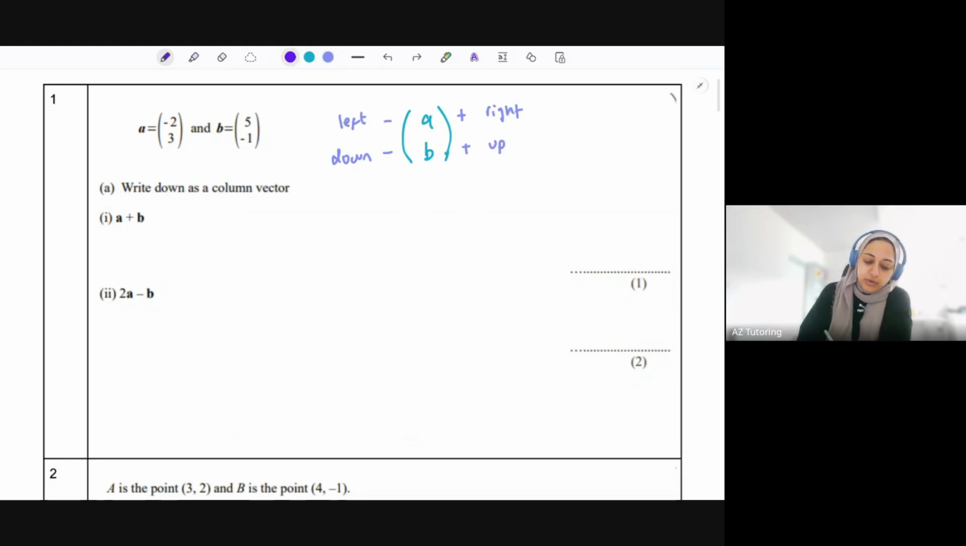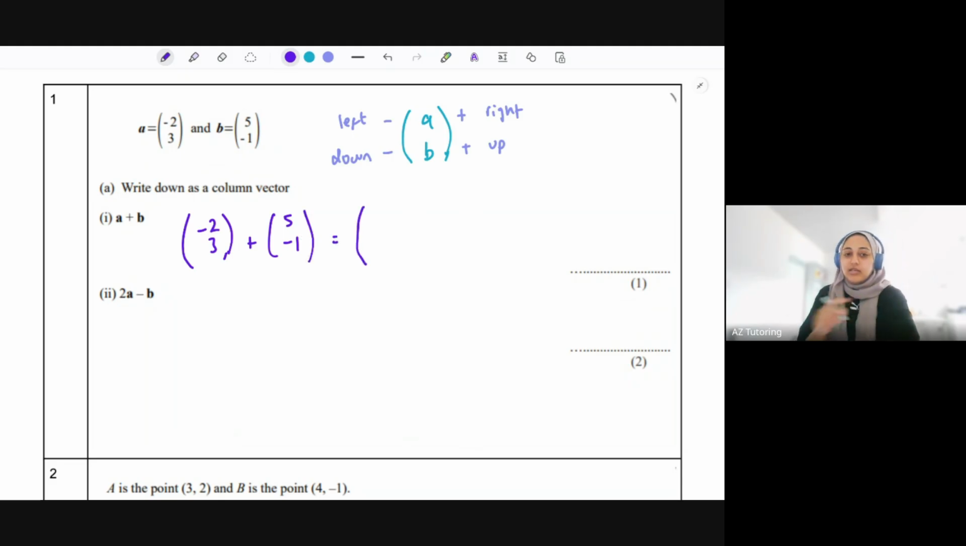Okay, so let's jump straight into the question. Part A(i) says do vector A plus vector B. Let's change that to a column vector, since it says write down as a column vector. Vector A is -2, 3. And vector B is 5, -1.